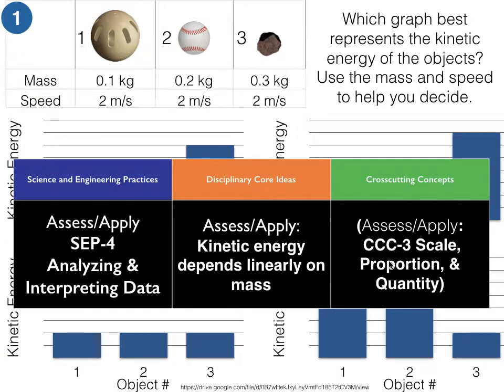Lastly, although maybe it wasn't so explicit, was the cross-cutting concept, where we're looking at scale, proportion, and quantity. Our students need to be able to understand about proportional relationships, that sometimes they're linear and sometimes they have different forms of their relationship. And we could test to see whether or not students understood that.